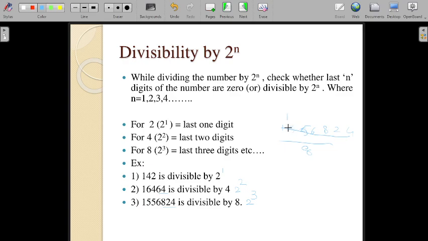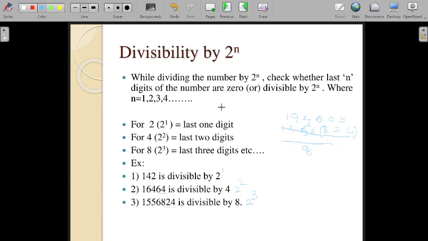8 ones are 8, 8 sevens are 56, 8 nines are 72, 8 fours are 32, 8 sixes are 48. So 8 can divide this number. Simple. So instead of checking all these things, if we see the last 3 digits, then we can simply say whether the whole number can be divided by 8. Simple thing. I hope you have got the point.